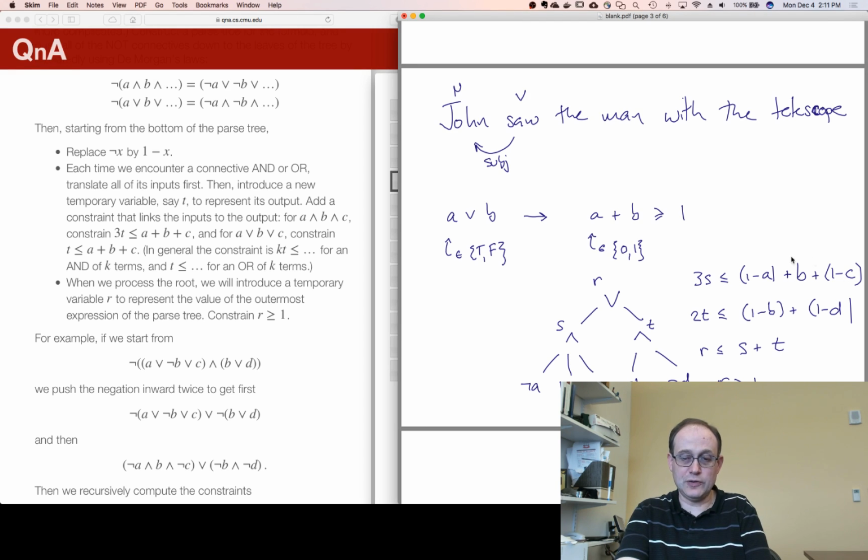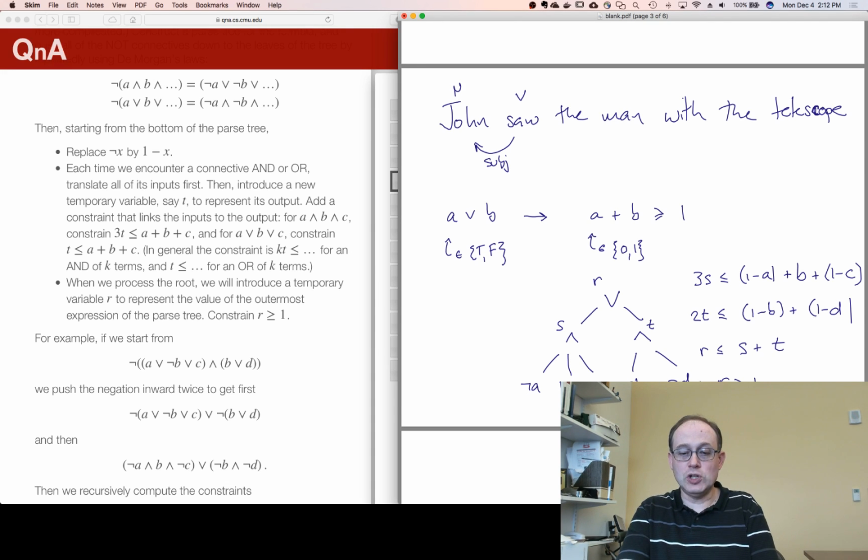It says that 3 is less than or equal to that, which means that all of these guys have to be true here. Or if T is 1, that means that 2 is less than or equal to the right-hand side of the inequality, which forces both of these terms to be true. So you can see how that works.